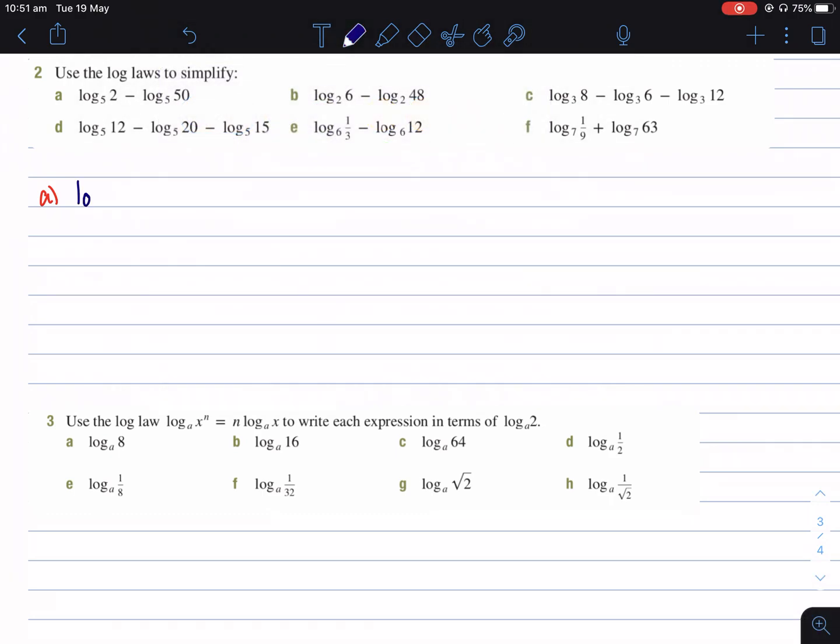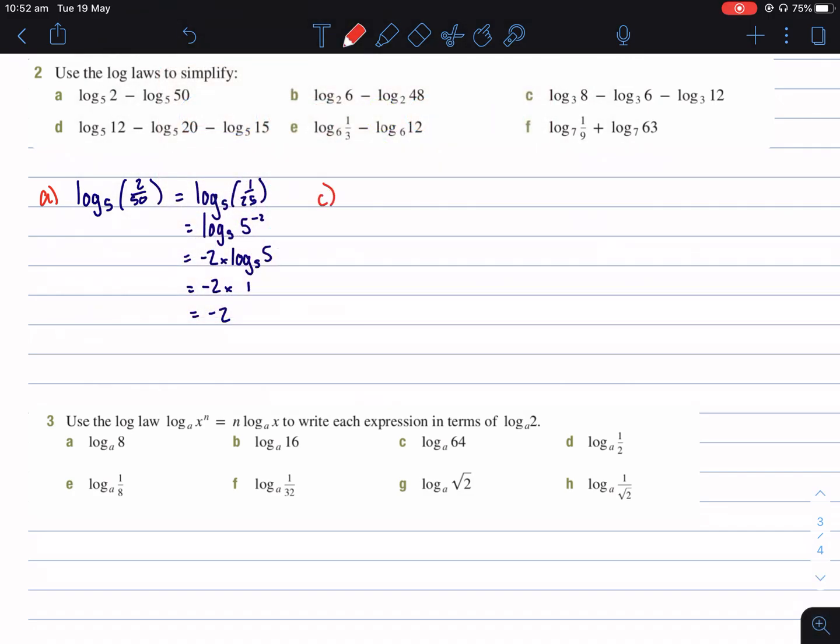So we've got log base 5 of 2 minus log base 5 of 50. So that's 2 divided by 50. So we've got log base 5 of, well, that's simplified to 1 on 25, which means we've got log base 5 of, now 1 on 25 is 1 on 5 squared, so that's 5 to the minus 2, which means I can put the minus 2 out the front. Log base 5 of 5. Now what is log base 5 of 5? It's 1. So we've got minus 2 times, well, 1. So that's negative 2.